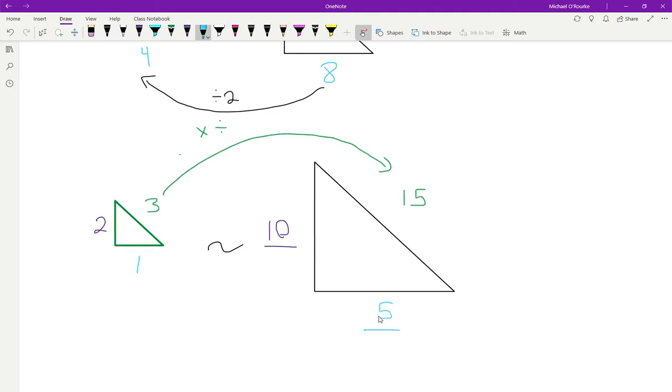Our blue is 5. Because here, we got this one by going 1 times 5 equals 5. So here we go, 3 times what equals 15? Well, 3 times 5 equals 15. So there's our magic number. So this one here is going to be 2 times 5 equals 10. This one here is 1 times 5 equals 5.